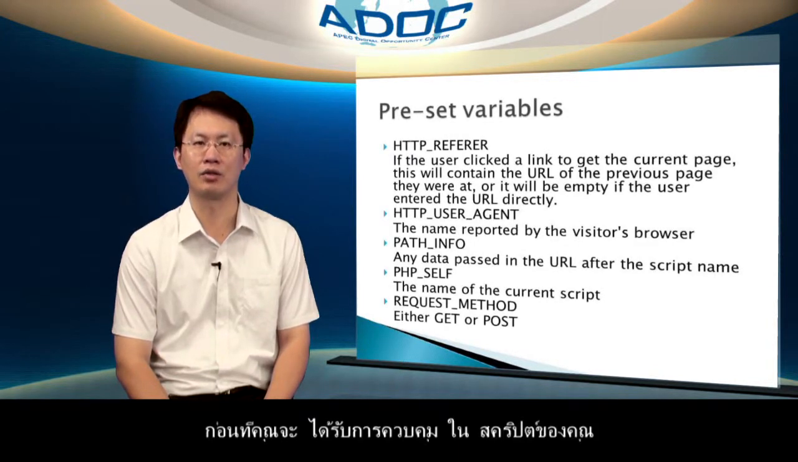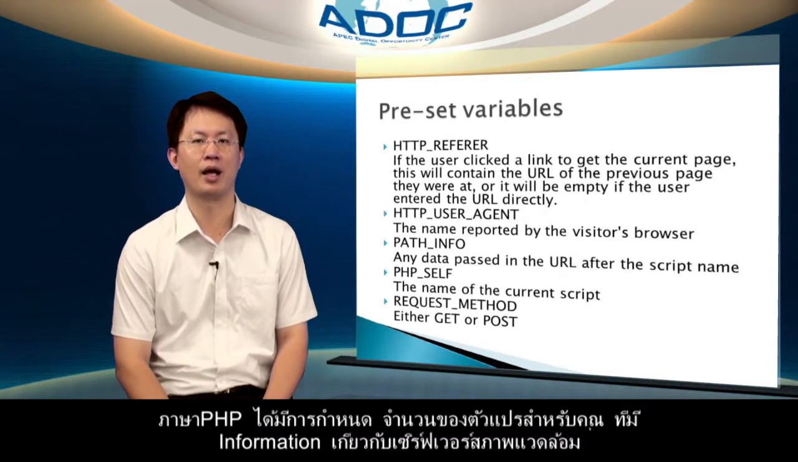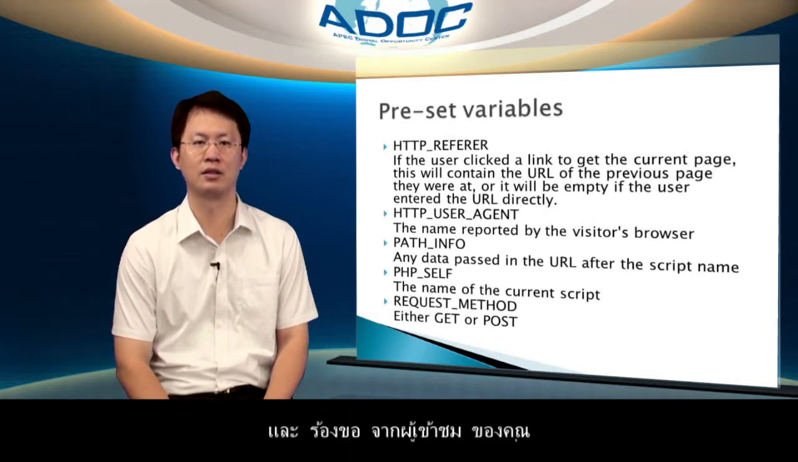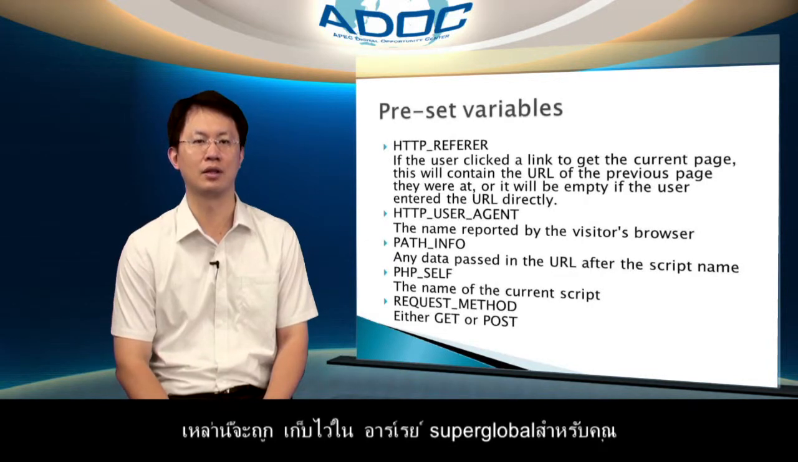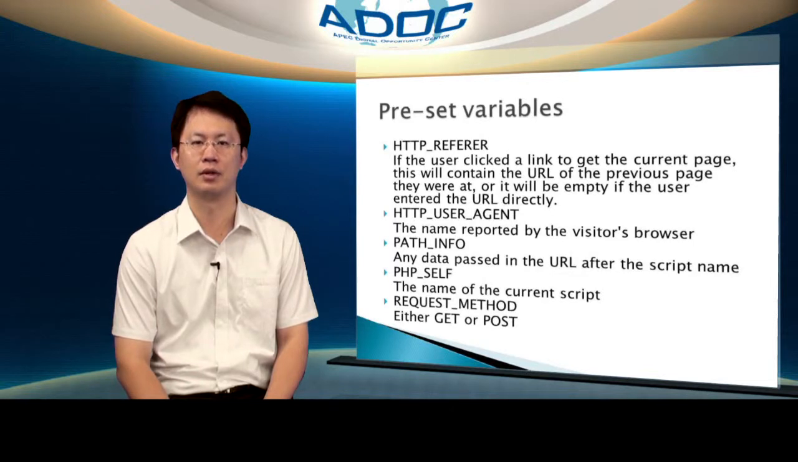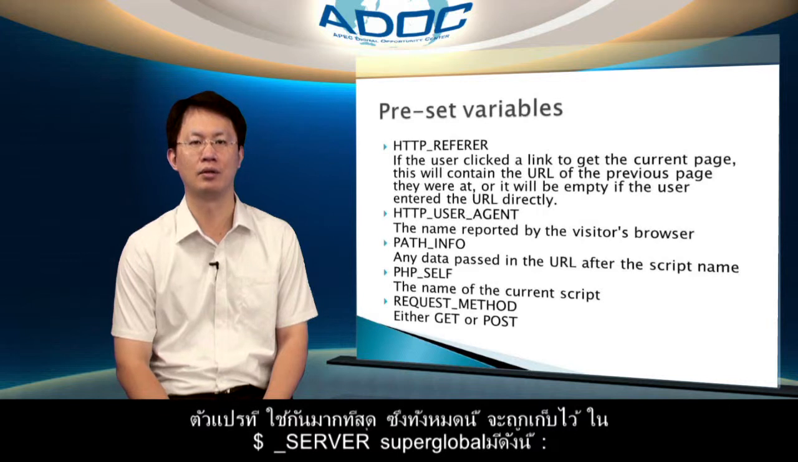And before you even get control in your script, PHP has set a number of variables for you, containing information about the server, the environment, and the request from your visitors. These are stored in the superglobal arrays for you. And you can get a fairly complete list of what is available by using the PHP info output. And the most commonly used variables, all of which are stored in the server superglobal, are as follows.